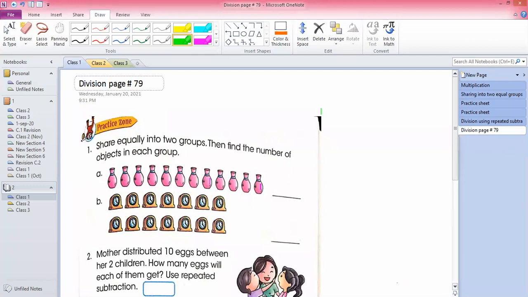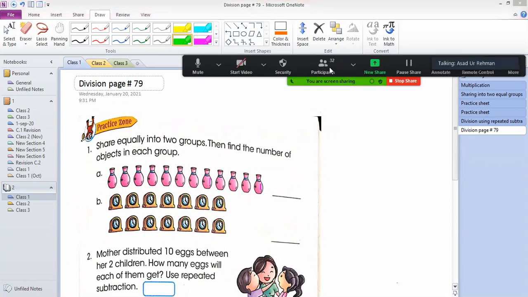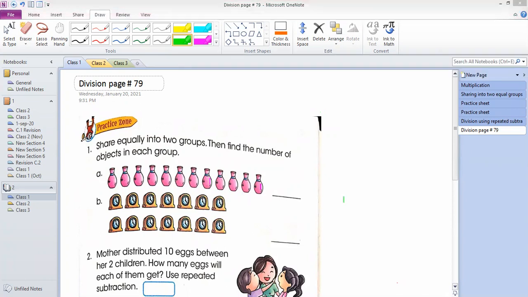I can ask questions in the chat box also, and I can open your mic and ask for your answer. So please open your books, page number 79. Is page number 79 open in front of you? Yes, sir. Very good, very good.